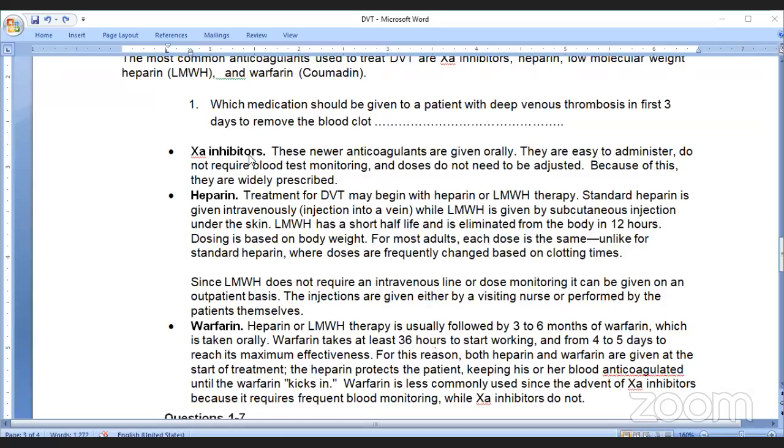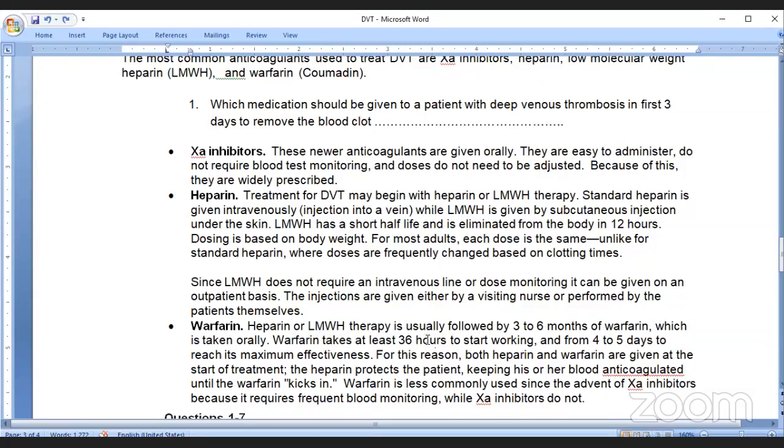Factor Xa inhibitors: it is not mentioned whether they are given in the first 3 days or not. It is totally wrong to give the answer Xa inhibitors, okay? Heparin is wrong. Warfarin is wrong. Heparin or low molecular weight heparin is wrong. So what is the correct answer? It is very easy.